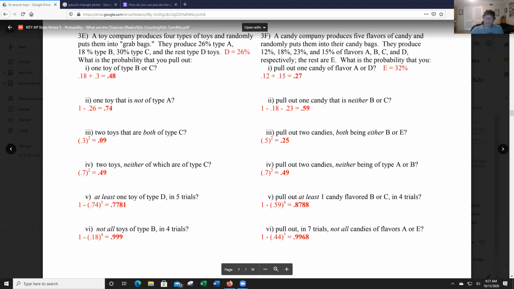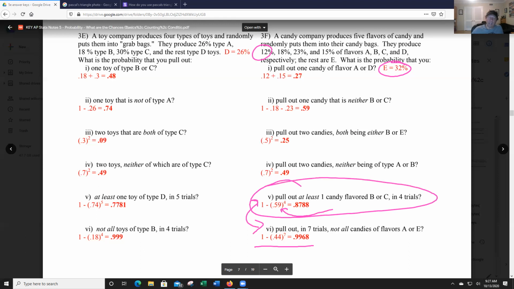And the last one is a similar one. Pull out in 7 trials and not all candies of flavor A or E. So A and E, 32 and 12, make 44%. And you can see not all of them is a different problem than at least one. By the way, these are different if you haven't noticed that. One uses the complement here and one does not. They're worded differently. This is the one that I see a lot on the AP test. I say a lot, probably in 30 years of this, probably around 30 times, once a year.